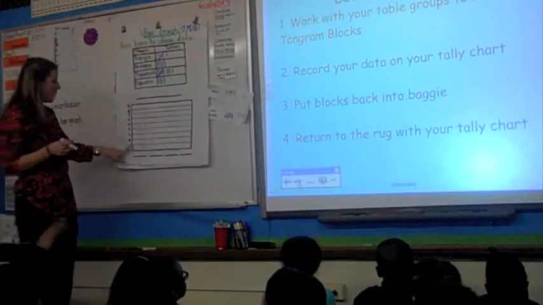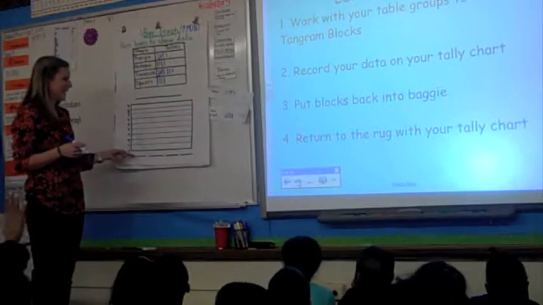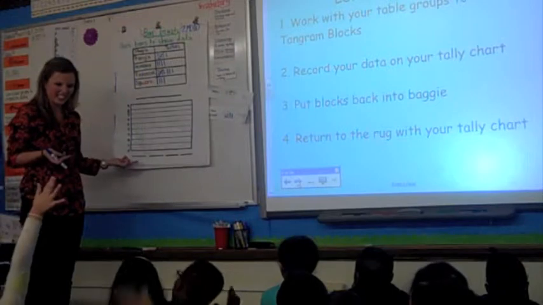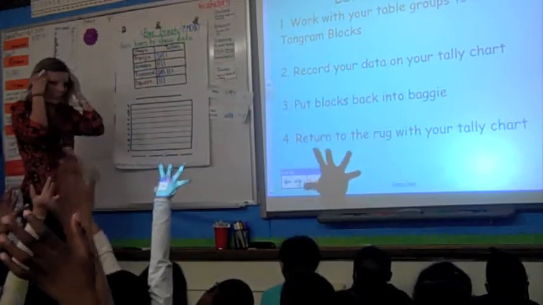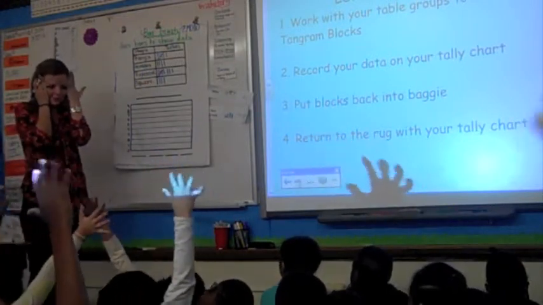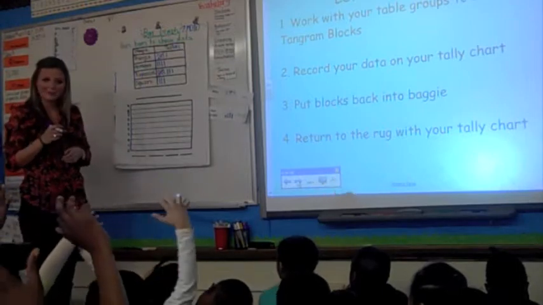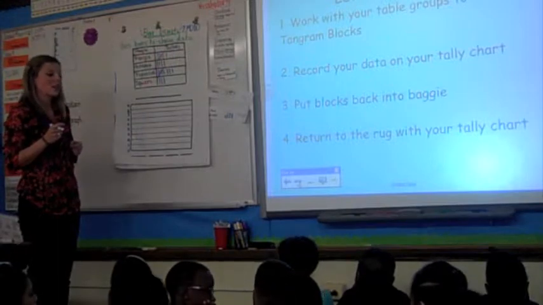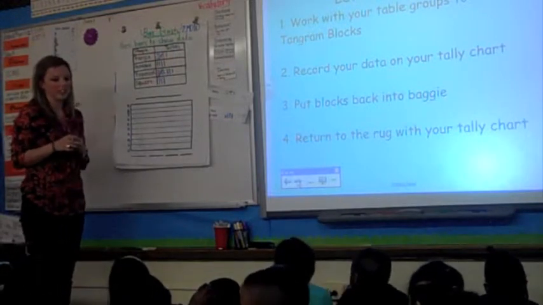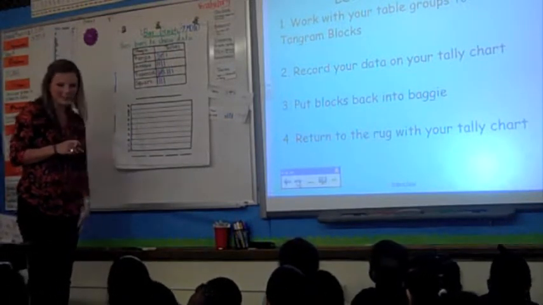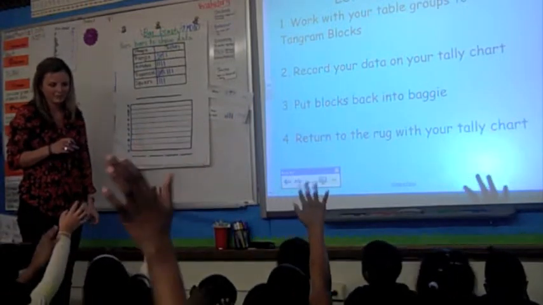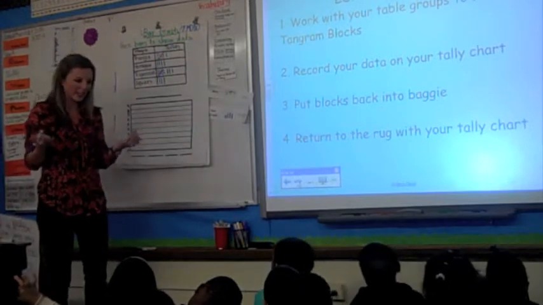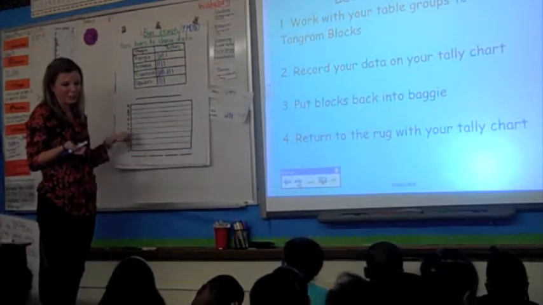Now I already see I have my numbers, but I just have lines along the bottom. What do you think I should put on these lines? Because right now I have no idea what my bar graph's about. Oscar? The names of the shapes. Oh, the names of my shapes. Why would I need the names of my shapes here? So you can know which one is it. So I can know which one I'm talking about when I put my bar to show my data.